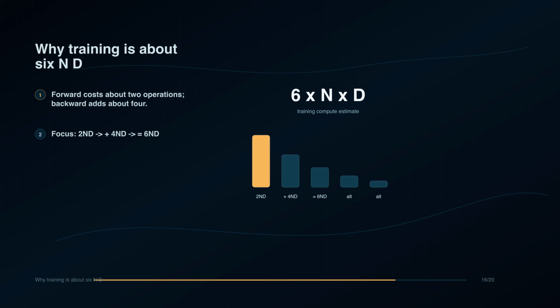That observation explains the 6ND training estimate. For each token, a dense model uses each parameter in roughly 1 multiply-add during the forward pass, about 2 operations. Backward computes gradients for activations and parameters, costing about twice the forward pass, or 4 more operations. 2 plus 4 gives approximately 6 operations per parameter per token. Multiply by N parameters and D training tokens to get about 6ND flops. Attention and other operations add corrections, especially at long sequence lengths, but the estimate is remarkably useful.